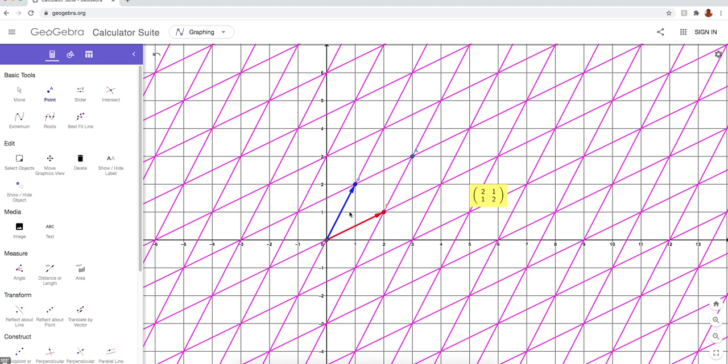And then j hat, our new j hat, is going to be at negative 1, 3. So if this is 1 on the new x-axis, here's negative 1. And then we have 1, 2, 3. So this will be our new point there.